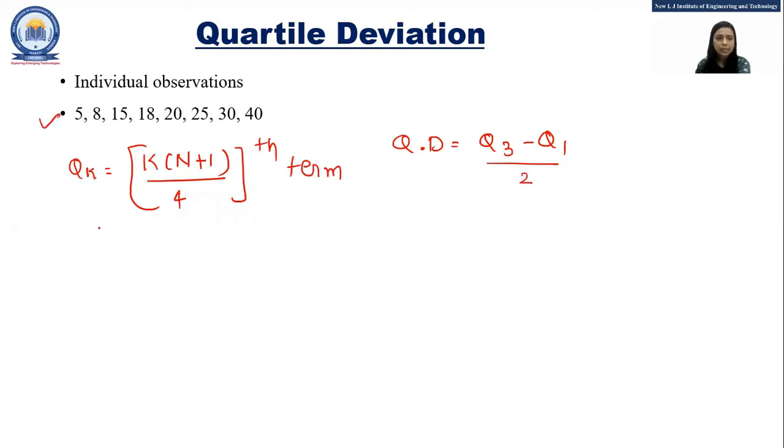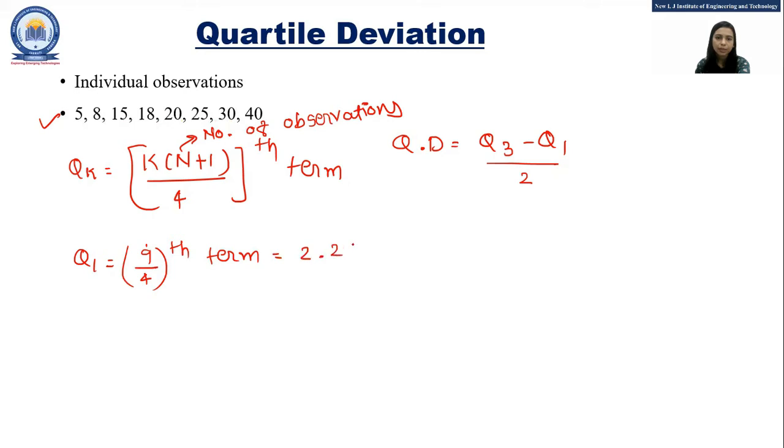Here we are taking this example: 5, 8, 15, 18, 20, 25, 30 and 40. To find the value of Q1 and Q3, the data must be arranged in either ascending or descending order. Here the data is already in ascending order. So Q1 is the (n plus 1) divided by 4th observation, where n is the number of observations, 1, 2, 3, 4, 5, 6, 7, 8. So 8 plus 1 divided by 4, that is the 9 by 4th term, which is equal to the 2.25th term.